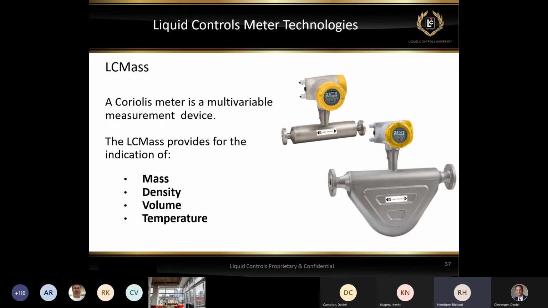If you need to know a density of a product, just for instance, like LPG, if you want to convert that from mass to a volume, you need to know the density of LPG.